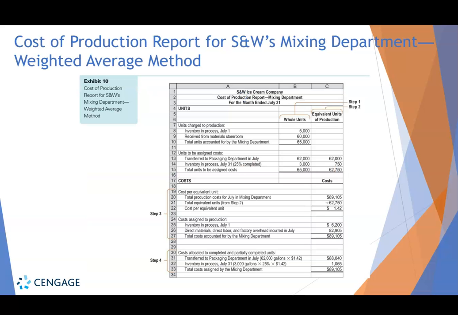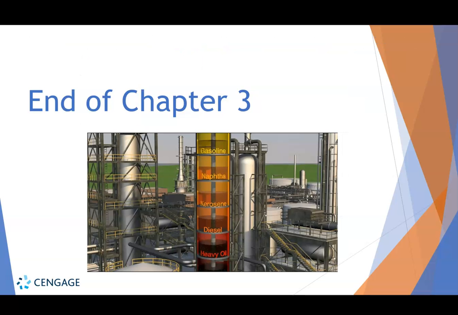This is a little easier method because you don't separate the materials and the conversion costs. So that will do it for this chapter 3.